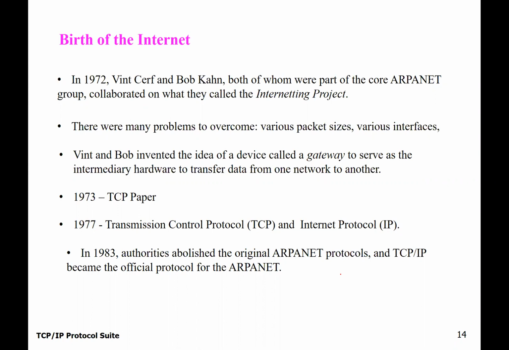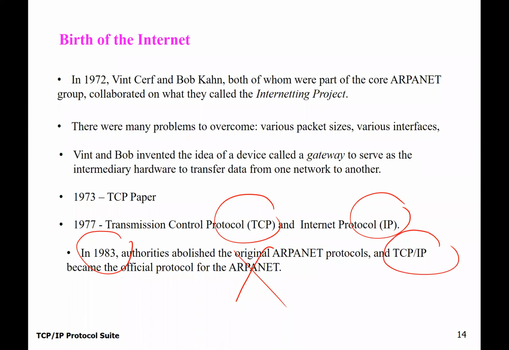And these two people, Bent and Bob, worked hard on that. And in 1973, they introduced the TCP paper. TCP, which is now the main protocol, TCP/IP. So at that time, TCP in 1973, and in 1977, the IP protocol came to the market. Then after that, by 1983, ARPANET was gone, and they started using the TCP/IP protocol. All right, so that's the start.